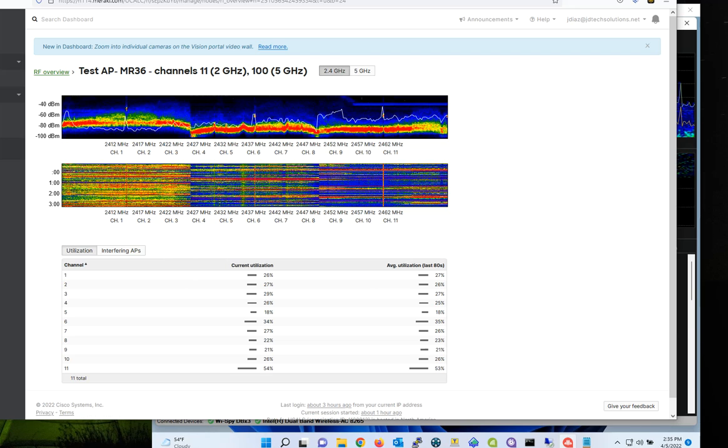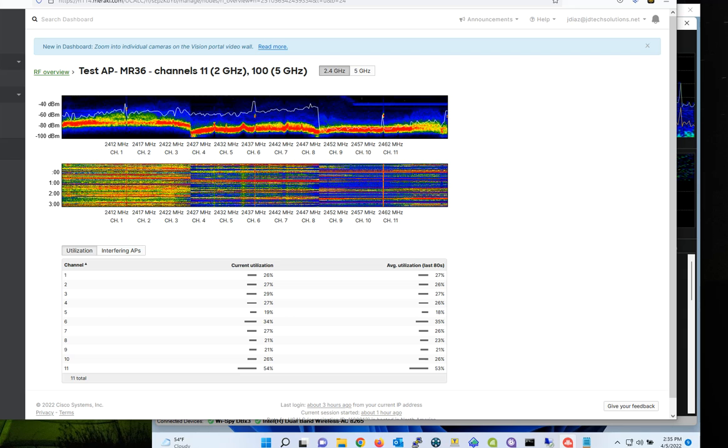So I hope this is useful to you, and I hope this helps you troubleshoot Wi-Fi problems.